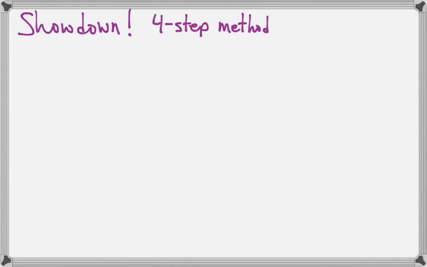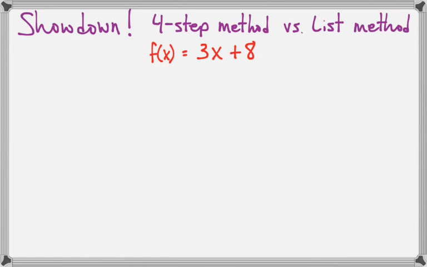Okay, let's have a showdown. Let's compare the two methods that we know now, the four-step method versus the list method, and see which one comes out the better. The function that we'll use will be f of x equals 3x plus 8. So here's the list method versus the four-step method.